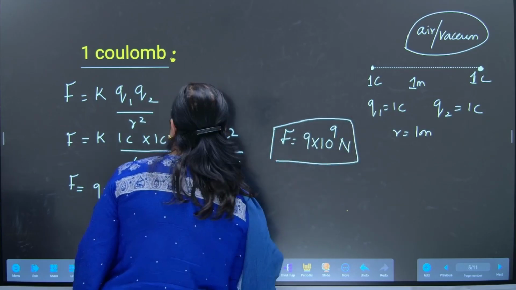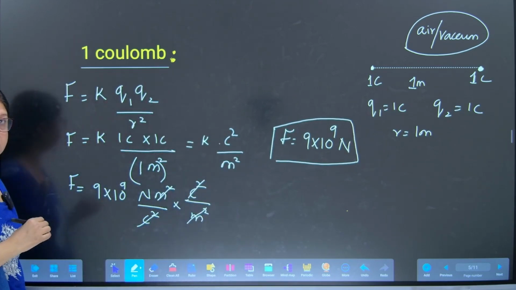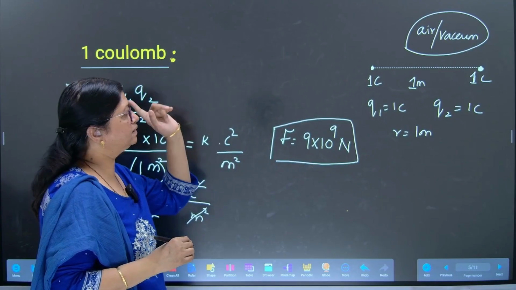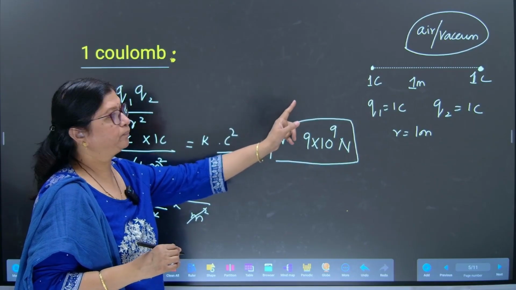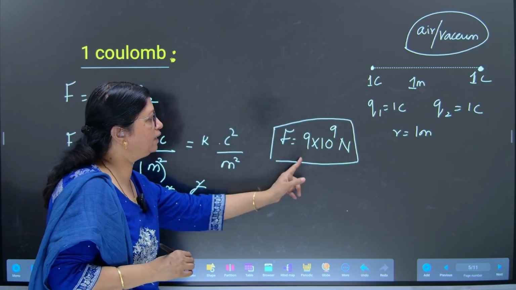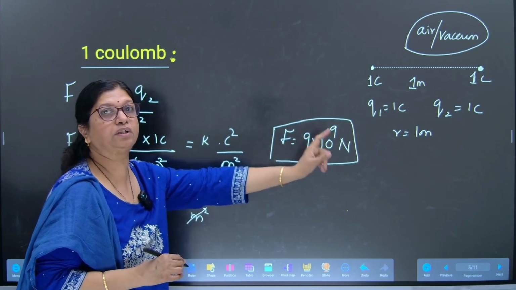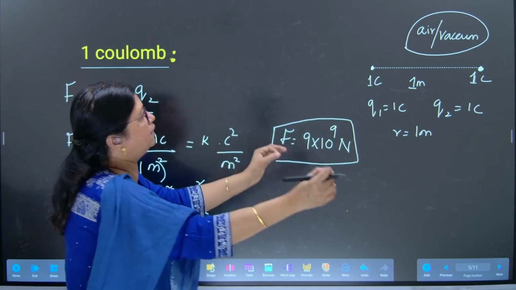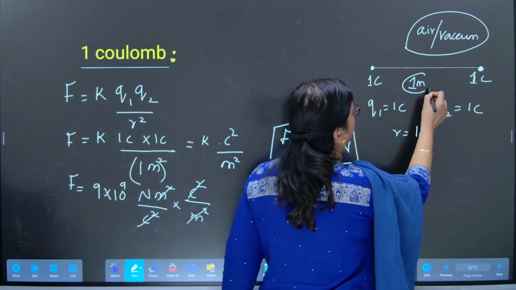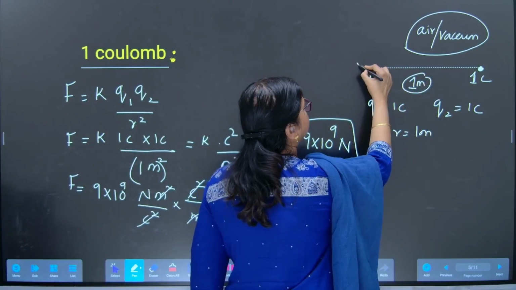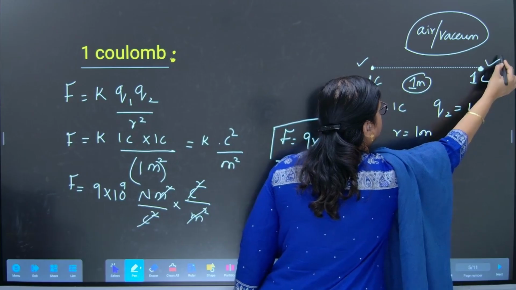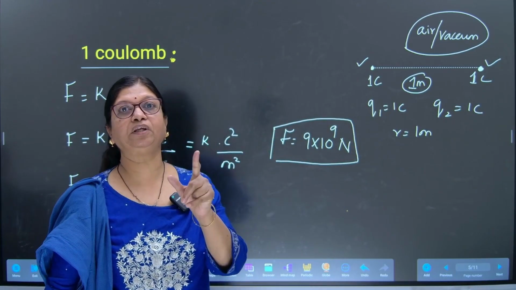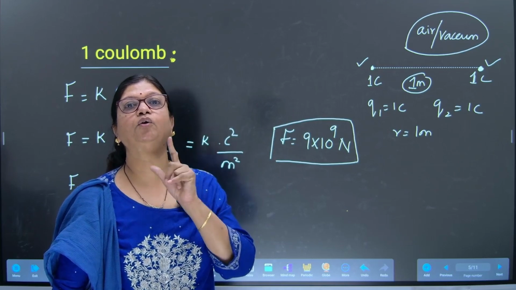Now we define Coulomb's law as: if at all the charges exert a force of 9 into 10 raised to 9 newtons on each other by placing them 1 meter apart, then the 2 charges which we have considered is 1 Coulomb each. That is the definition of 1 Coulomb.